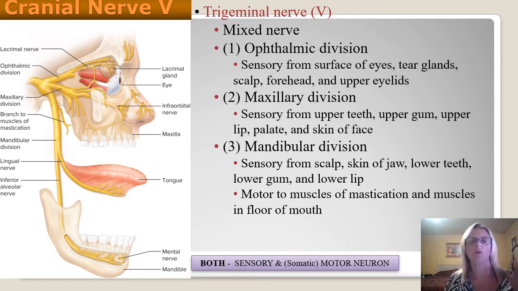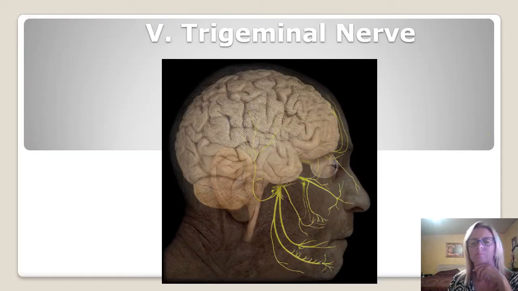Oh, mandibular also supplies, almost forgot, the muscles of mastication for chewing on the floor of the mouth. Damage here would produce a loss of sensation and an impairment in chewing. And it can also cause increased pain here that's often mistaken for dental problems, and that is called trigeminal neuralgia. So this is just a good illustration of that trigeminal nerve, and you can see the three branches pretty clearly.